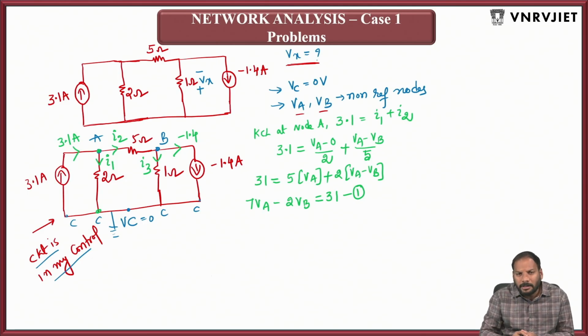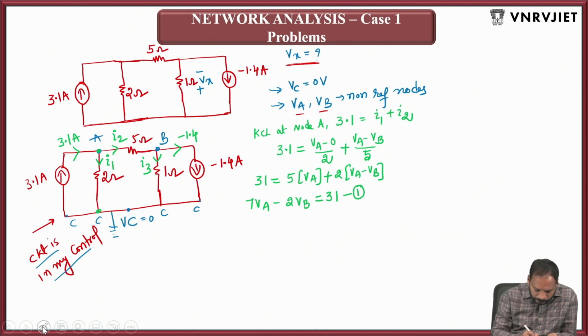How many unknowns are there? Two unknowns are there, VA and VB. But here you have only one equation. So it is not possible to solve for VA and VB. That means you need one more equation now. So how to get the one more equation?